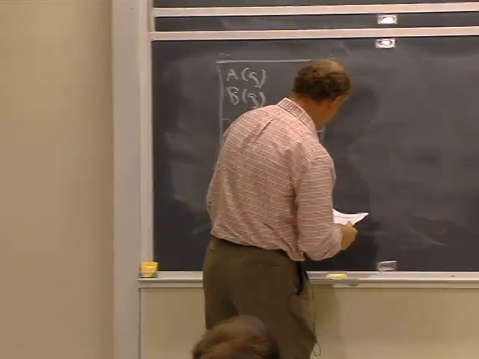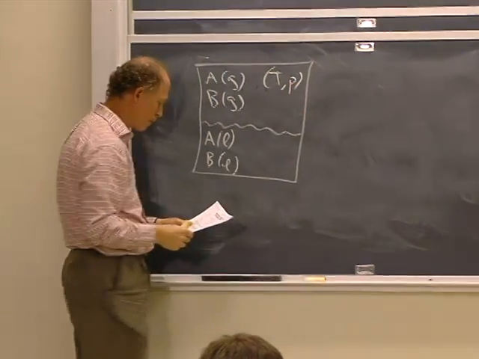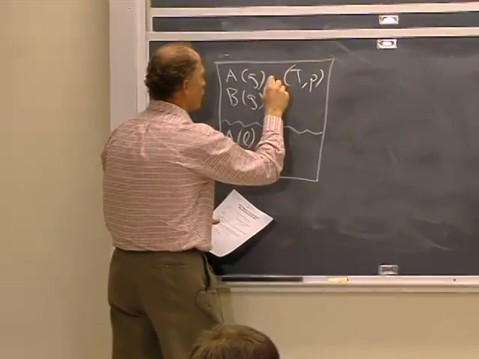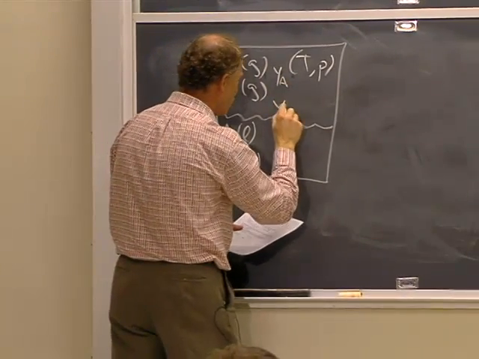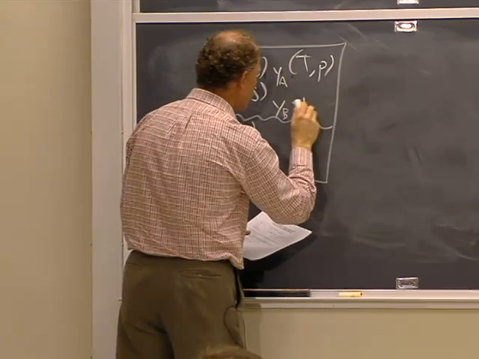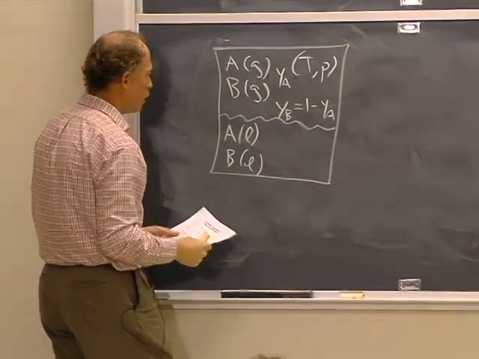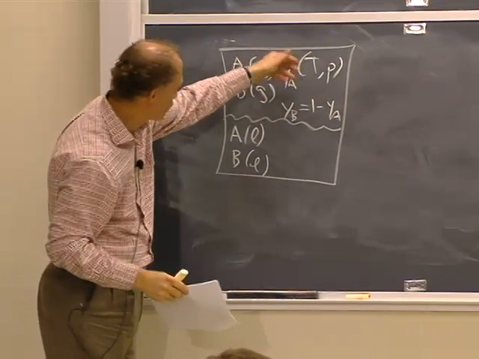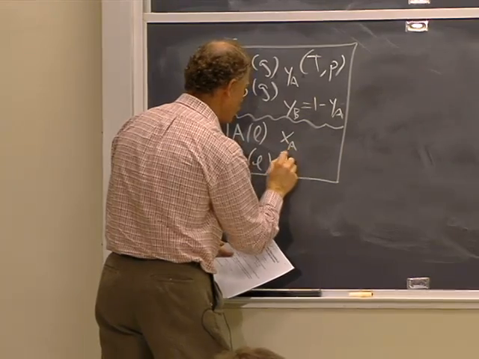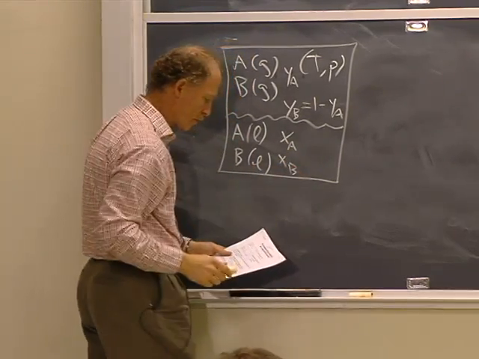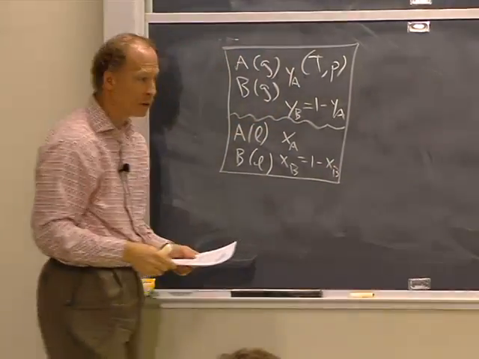Okay? So we've got some total temperature and pressure, and we have compositions. In the gas phase, we've got mole fractions, Ya and Yb. In the liquid phase, we've got mole fractions, Xa and Xb, right?